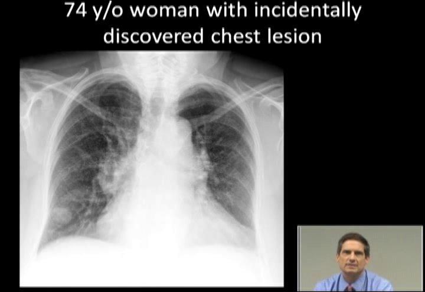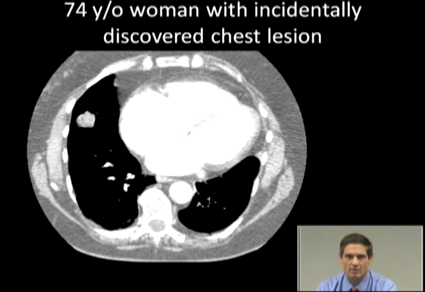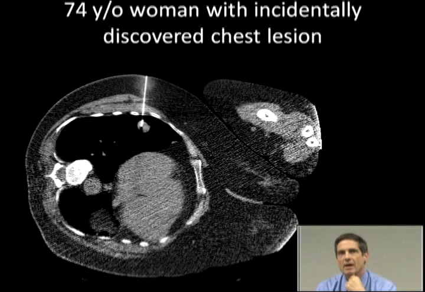Now, how about the 74-year-old woman with an incidentally discovered chest lesion? She was having a total knee or heart failure for some reason. I can't remember exactly why she had this particular chest x-ray, but she has a round mass in the right base. This lesion underwent CT scanning here. Now, because it wasn't clear what that lesion was, it ended up being biopsied. You can see the biopsy needle coming in from above the patient, and the needle tip is in the lesion.